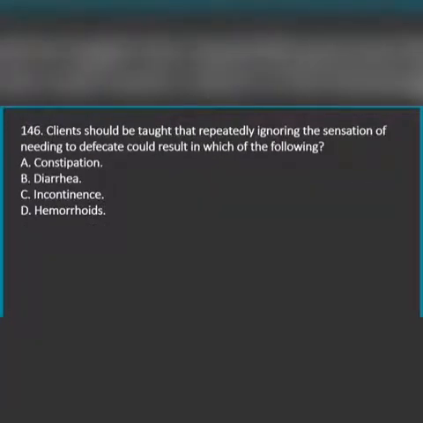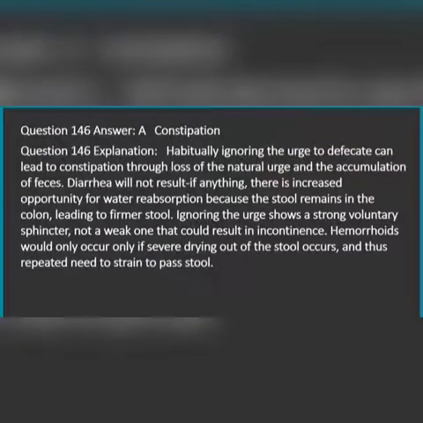Question 146. Clients should be taught that repeatedly ignoring the sensation of needing to defecate could result in which of the following? A. Constipation. B. Diarrhea. C. Incontinence. D. Hemorrhoids. Question 146. Answer: A. Constipation.